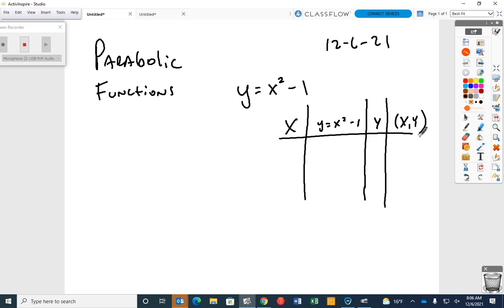xy. Okay? This is the template you should use every time you make your own function table. Is there anybody that doesn't understand what we did there? Now I'm going to put my values in.